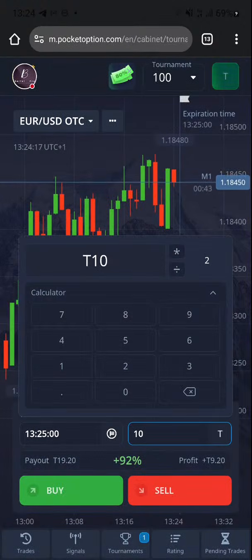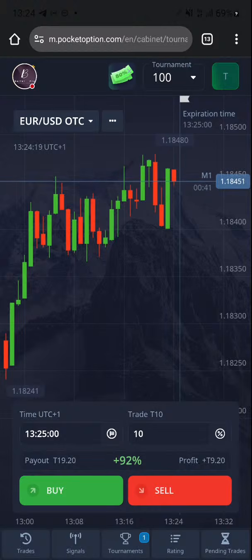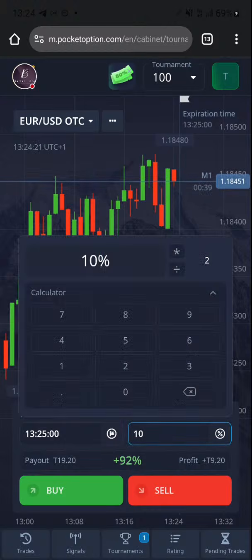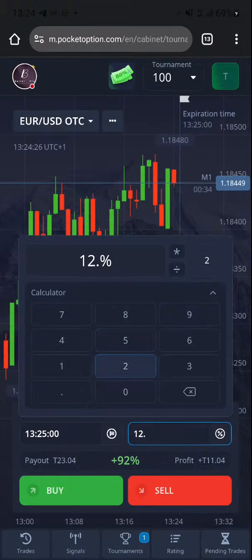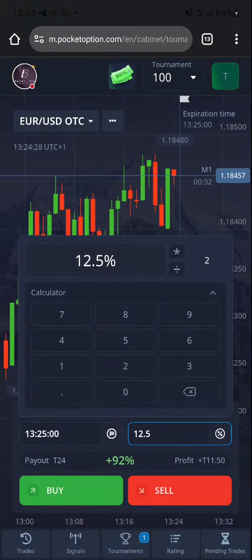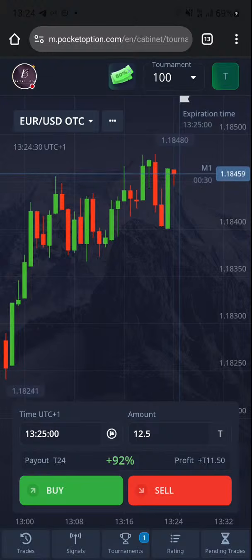And for the amount, I actually make use of percentage. So we're going with 12.5% of the balance. Whatever balance we have, it doesn't matter really. So now everything is set. We have candlesticks, we have 1 minute time frame in flag mode, and we're going in with 12.5%.